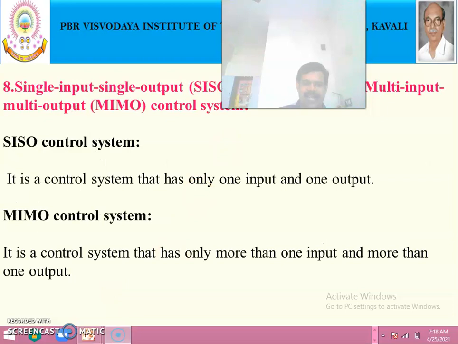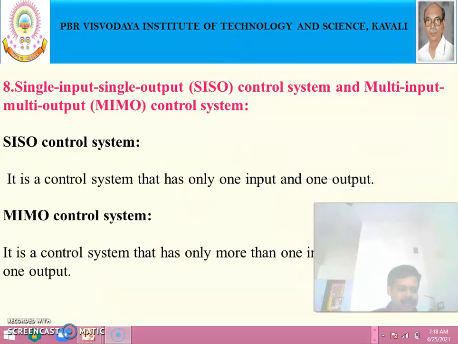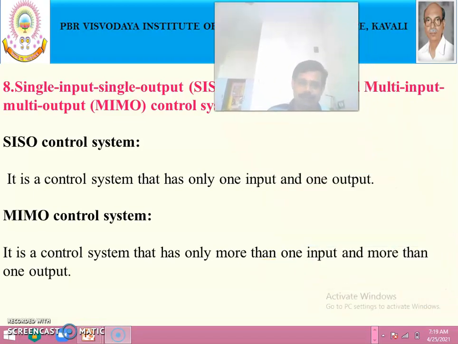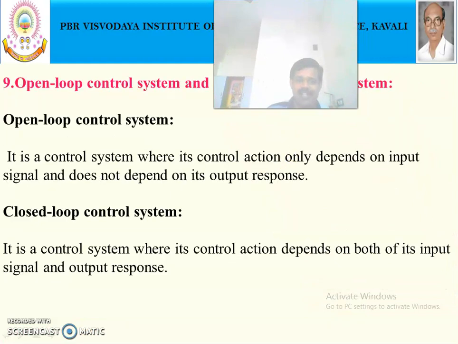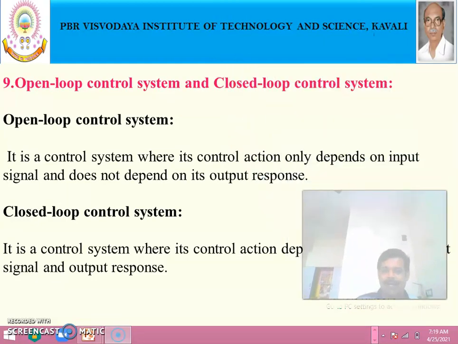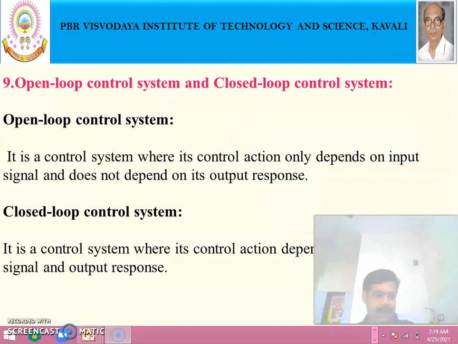Okay, next classification is single input single output control system, and the next is multiple input multiple output control system. What is single input single output? If your control system has one input and one output, then it is called a single input single output control system. And if your control system has multiple inputs and multiple outputs, then it is called a multiple input multiple output control system.